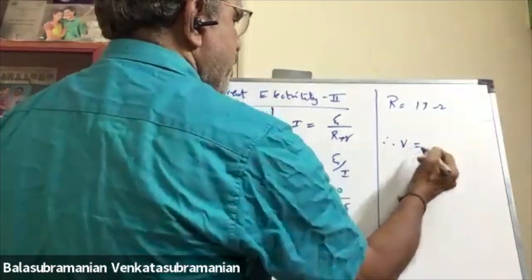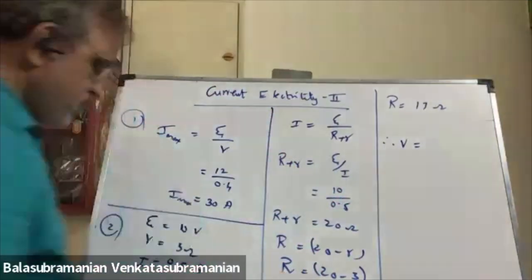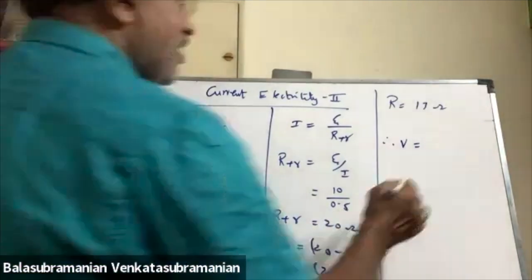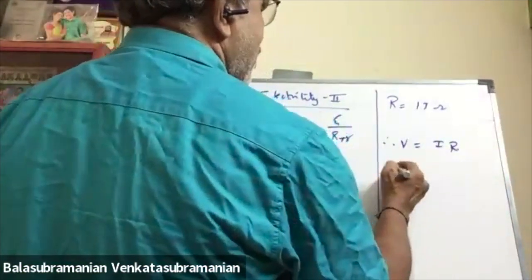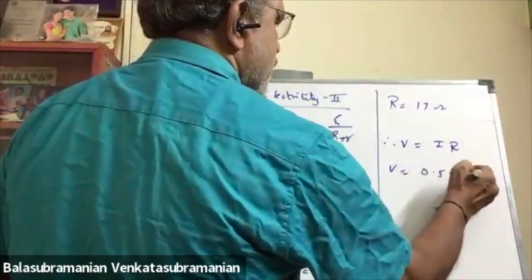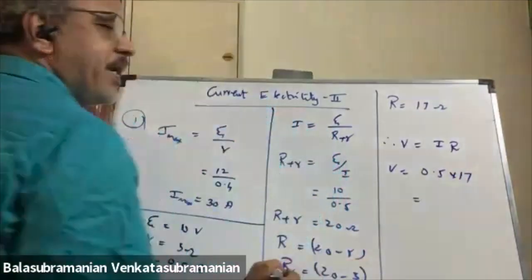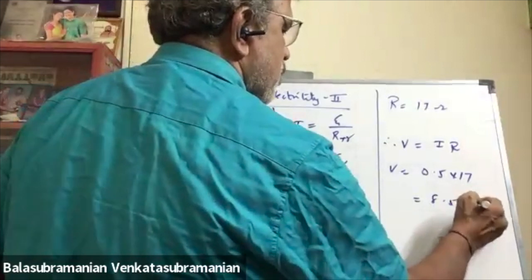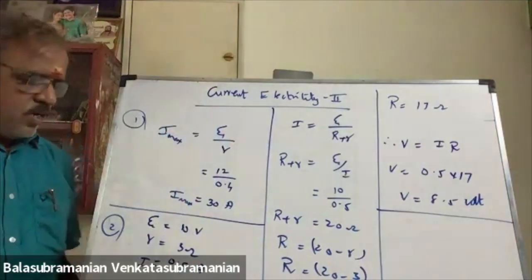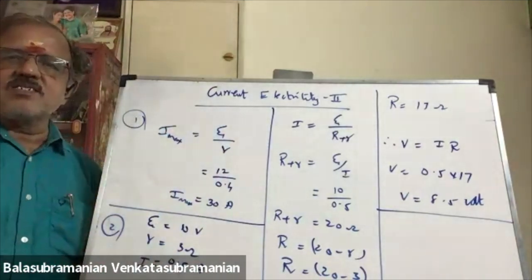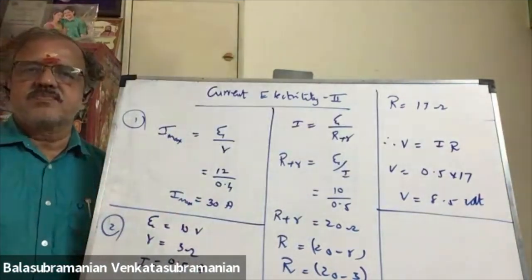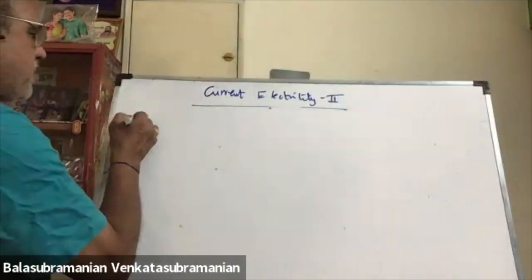Therefore, terminal voltage V is equal to, what is the formula here? Basic formula, Ohm's law, that's all, IR. R we have calculated. Current is 0.5 into 17, 8.5 volts. See, total EMF is 10 volts. Because of the 3 ohms internal resistance, we are getting the answer of only 8.5 volts. Okay, fine.